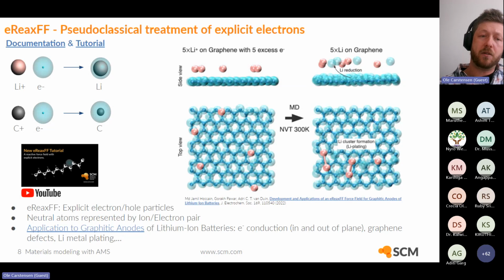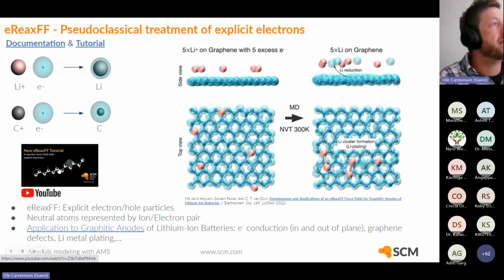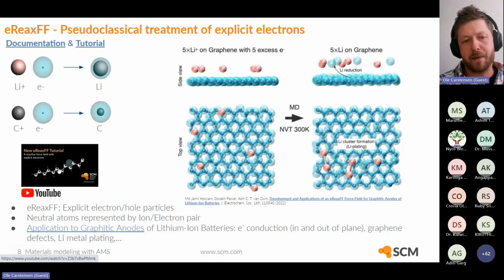We do have a tutorial online. We have documentation online on this. This workflow here, and I will show a trajectory in a second, is also accessible on our website. Again, everything is linked. There is a YouTube video also if you're interested in these eReaxFF applications, but that is not so close to battery modeling.